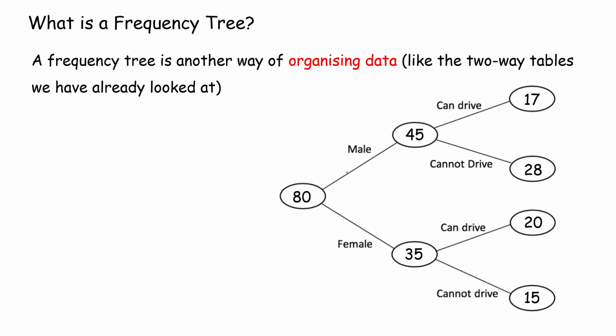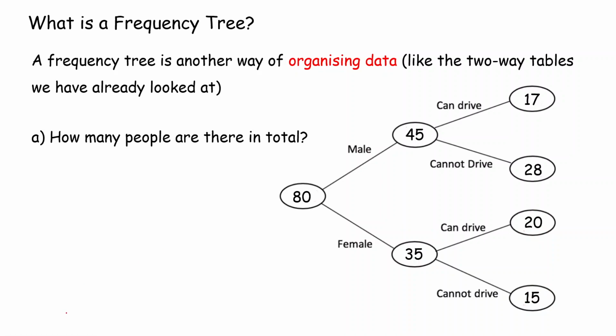And then we can look at the males over here, and from the males you've got 17 that can drive, and you've got 28 that cannot drive. But importantly, again, 17 add 28 gives you 45. And if you look at the females, who can drive and who cannot drive, well, 20 add the 15 gives you that 35. So it's a way of breaking down the data.